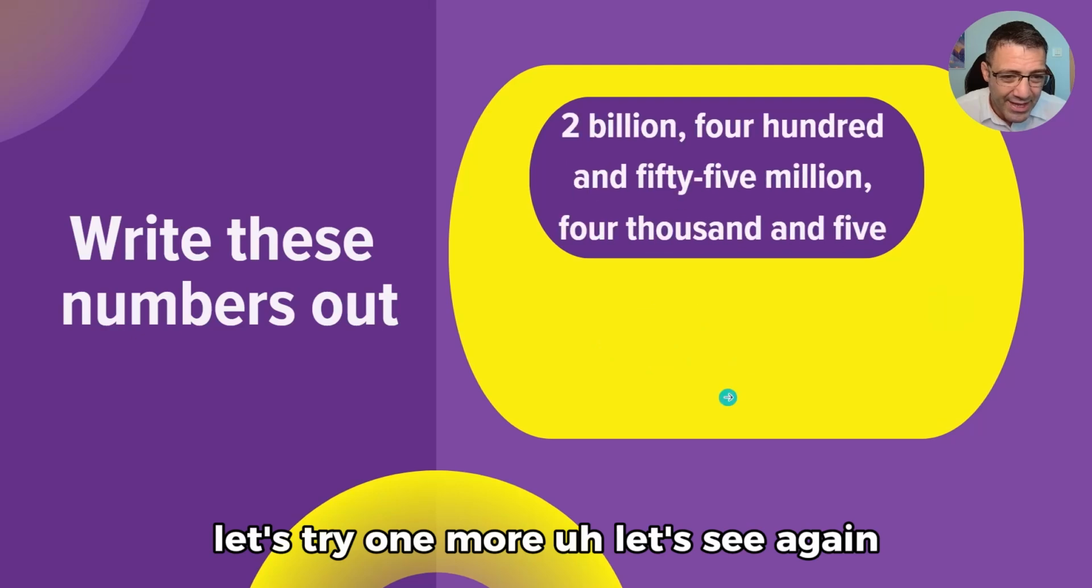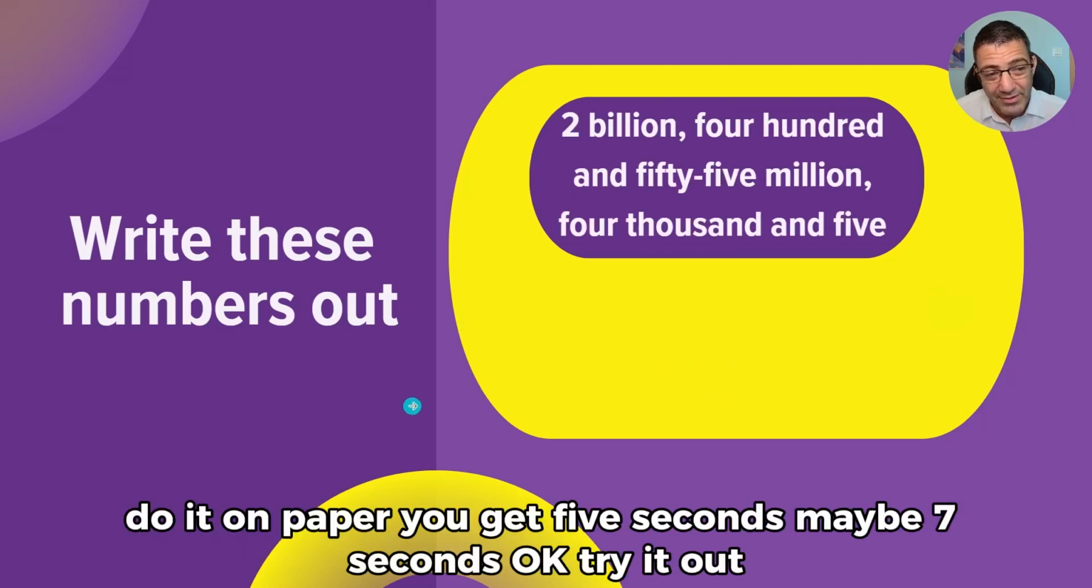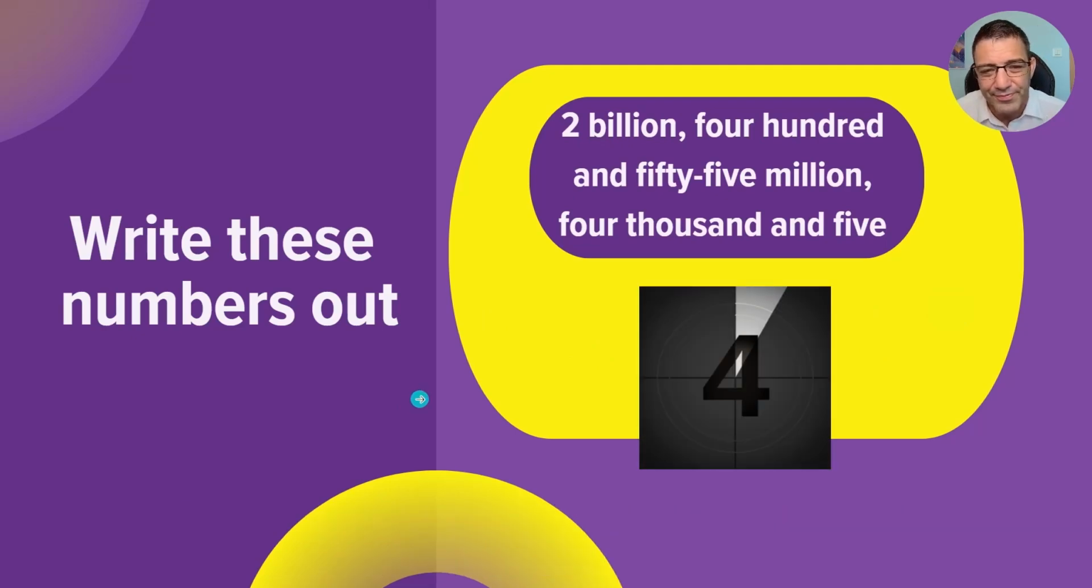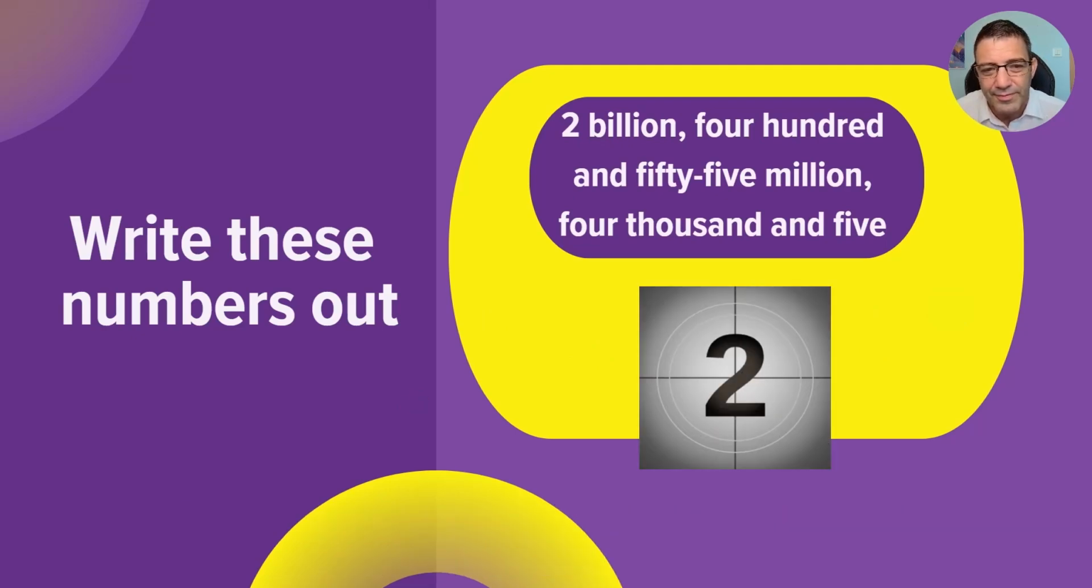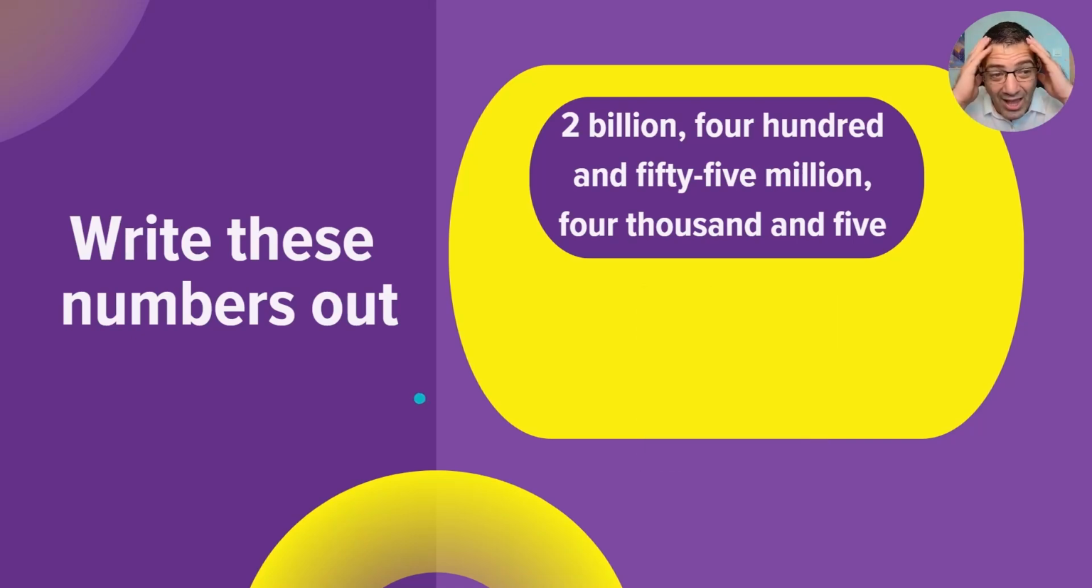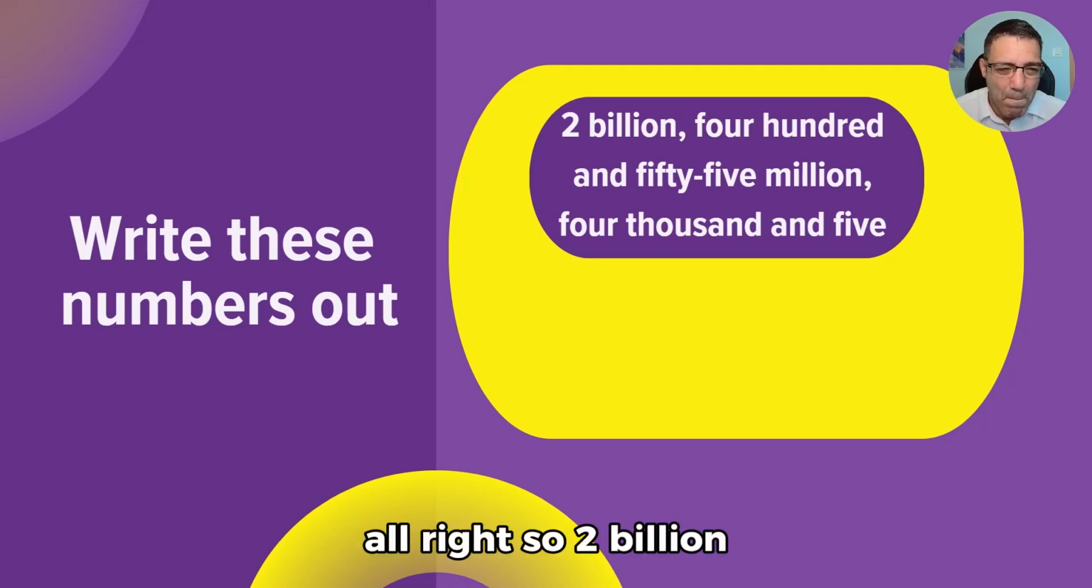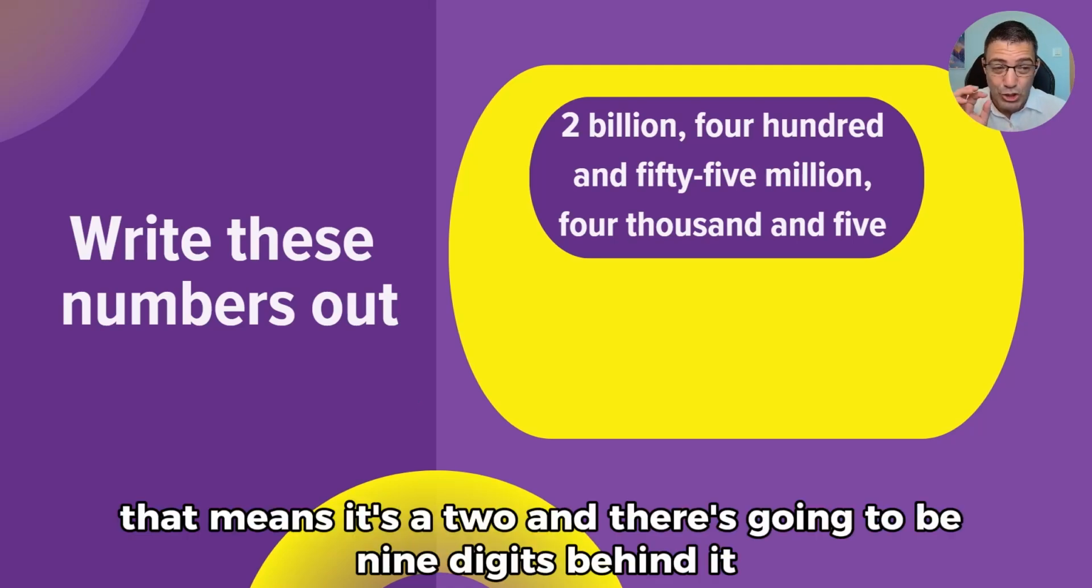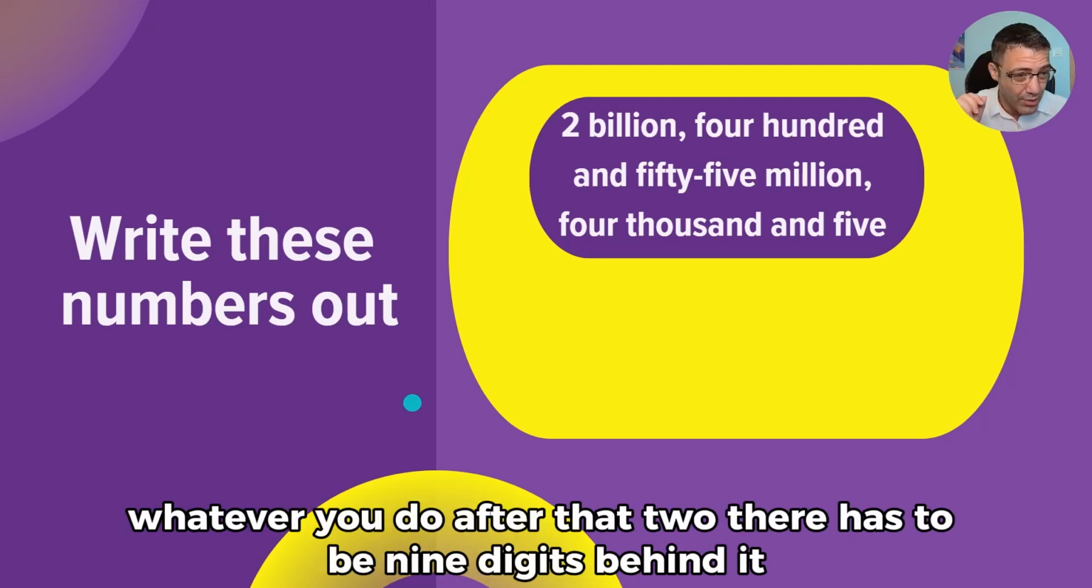All right, let's try one more. Again, do it on paper. You get 5 seconds. Maybe 7 seconds. Okay, try it out. All right, so 2 billion. That means it's a 2, and there's going to be 9 digits behind it. Whatever you do after that 2, there has to be 9 digits behind it.